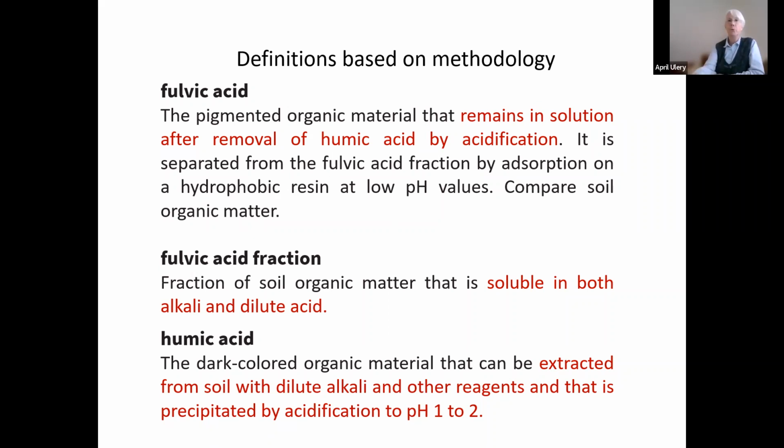And it's more of a process definition where we define fulvic acid as something that's still remaining in solution after you've acidified the solution and removed the humic acid. Or in the case of humic acid, it can be extracted from soil using a dilute alkali and other reagents, and then you precipitate it by acidification. So these are interesting because they're methodologically based, and we don't have a chemical formula for fulvic acid yet. But as I understand it, that's on the horizon, and that's new stuff coming up.